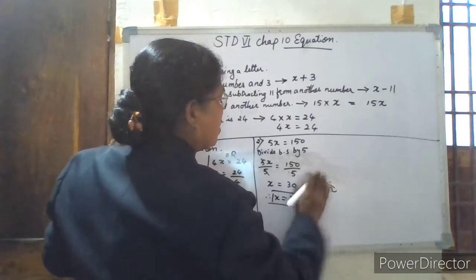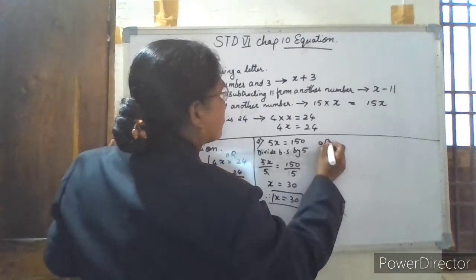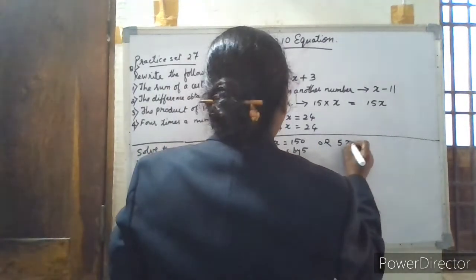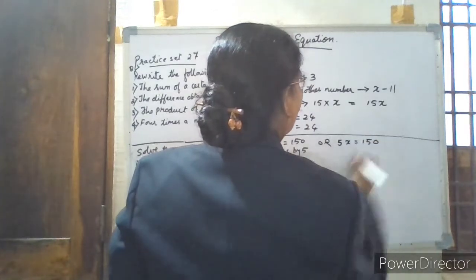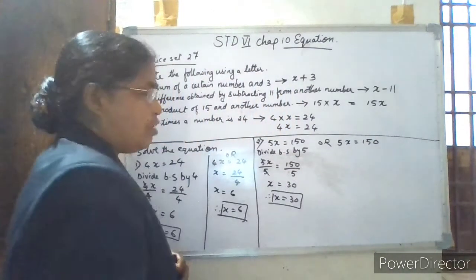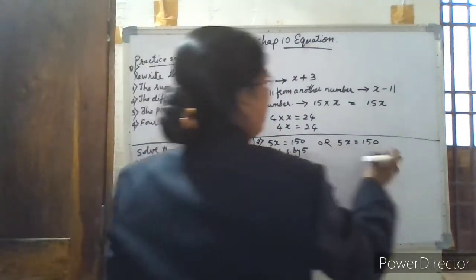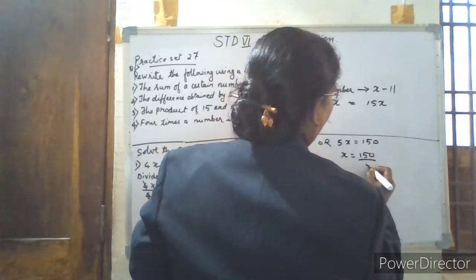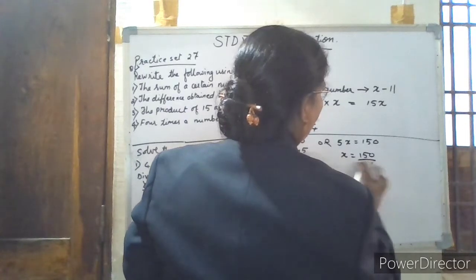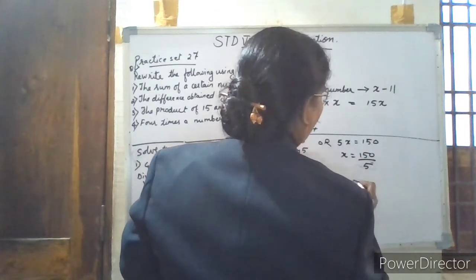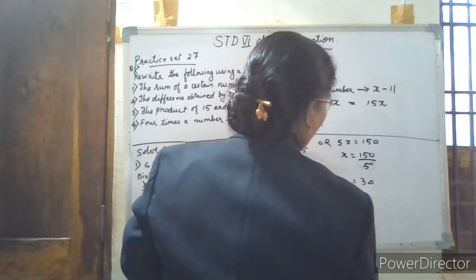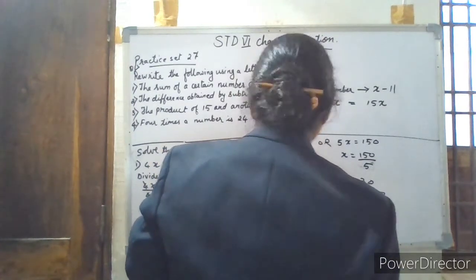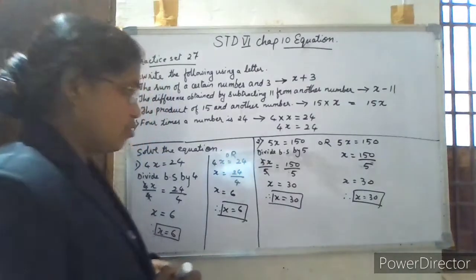Now the second method. Write the equation 5x is equal to 150. Directly I am doing the division: I take 5 to the other side, so it gets divided. x is equal to 150 divided by 5, so x is equal to 30. This is the solution.